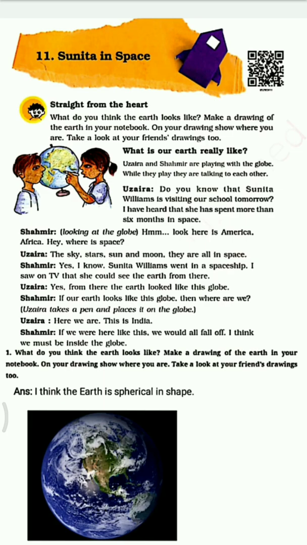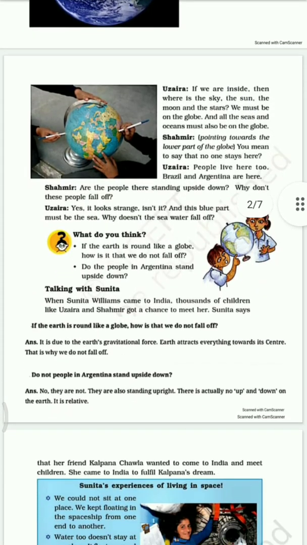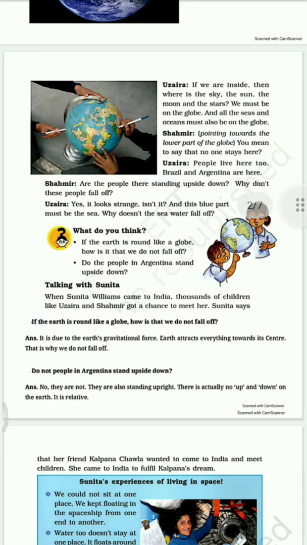Shahmir: If we were here like this, we would all fall off. I think we must be inside the globe. So he's telling that if we are living on the globe, then we all fall off. So we are living inside the globe. Now, Uzaira: If we are inside, then where are the sky, the sun, moon, and stars? Shahmir: We must be on the globe, so we must be living on the globe.